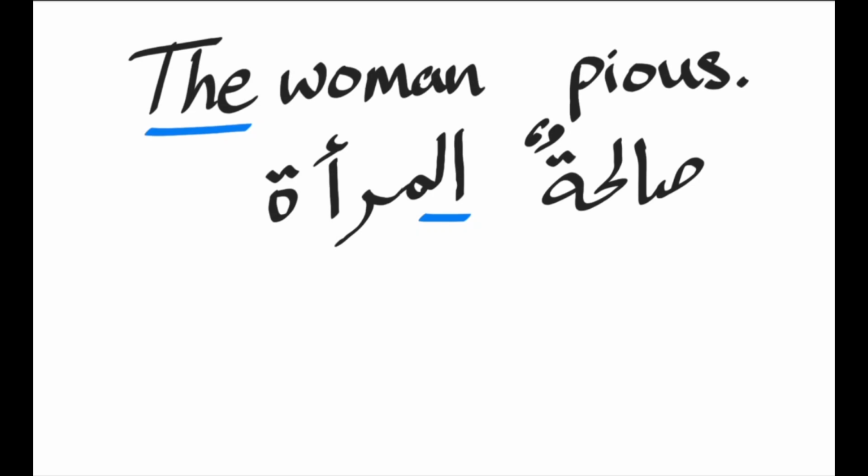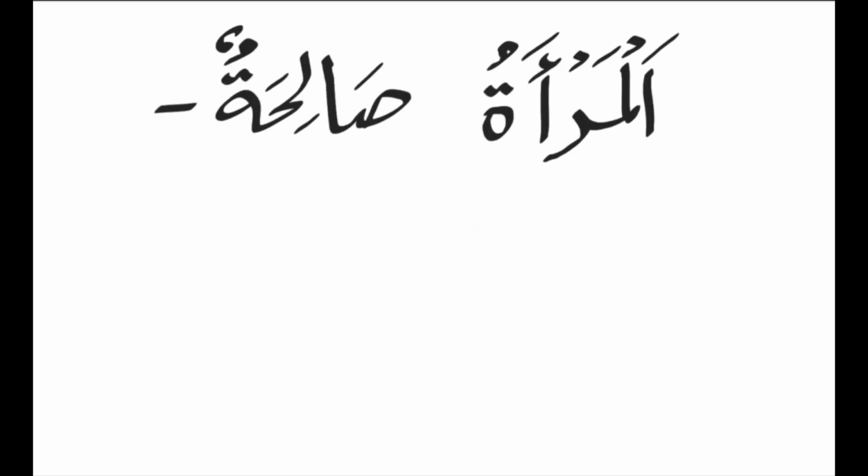Since there is an alif lam on the mar'ah, al-mar'ah, and alif lam and tanween cannot go together, there can be no tanween on al-mar'ah. When you write the whole sentence, al-mar'atu salihatun, you will write it like this. Al-mar'atu salihatun, the woman is pious.